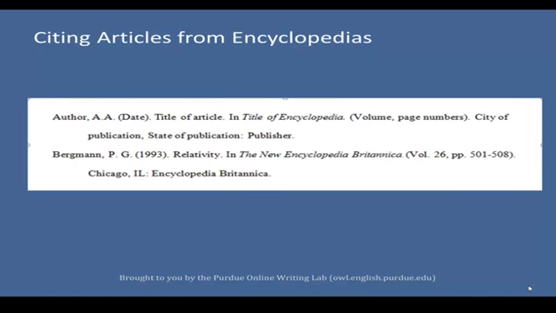To cite an entry in an encyclopedia, include the author's name, last name first, followed by first and middle initials and a period. Indicate the title of the encyclopedia by putting the word "in" without italics and italicizing the title itself. In parentheses, list the volume number and inclusive pages, followed by a period. Finally, include the city of publication, followed by a comma, and the publisher, followed by a period.